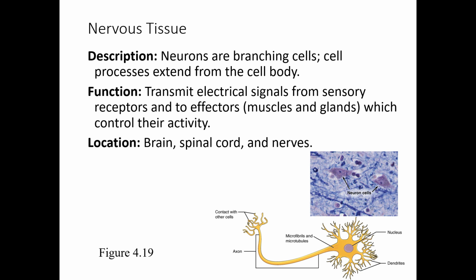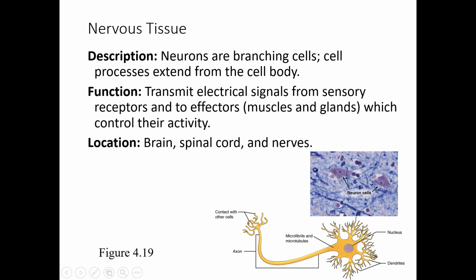Next one, nervous tissue. Excuse me. Nervous tissue is mostly made of neurons and also some supporting cells. Neurons are long cells. They have a body with a nucleus and very long axons connecting them with other cells in the body. They are also branching cells.